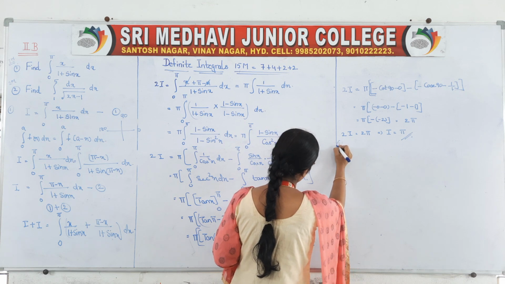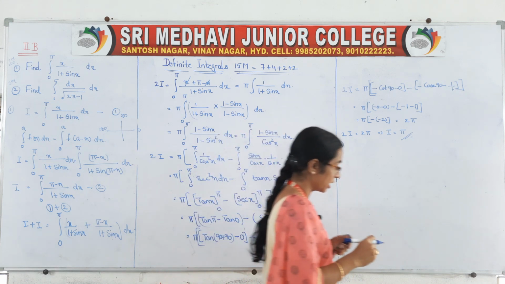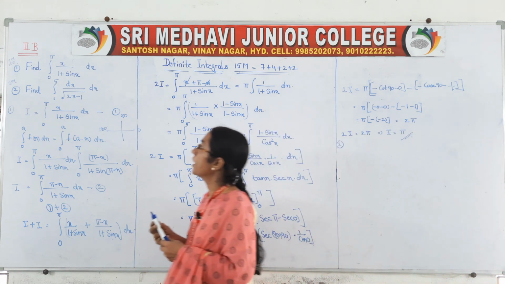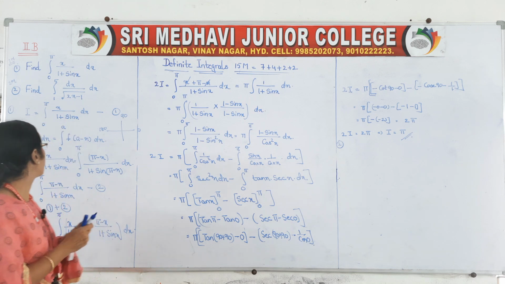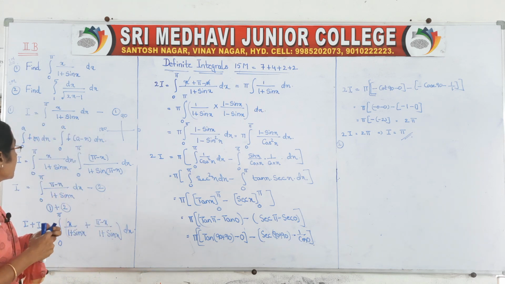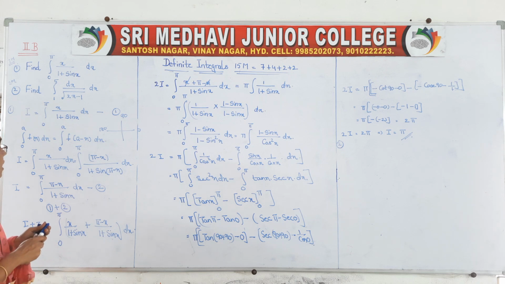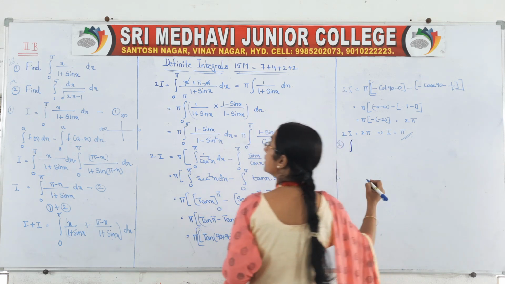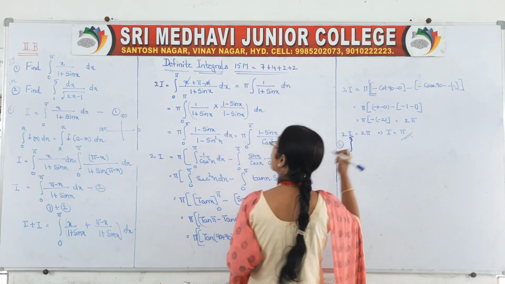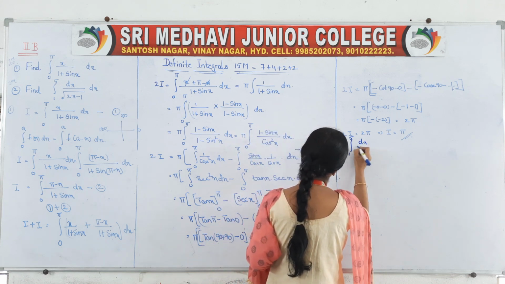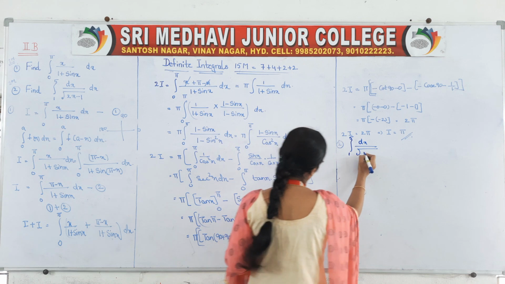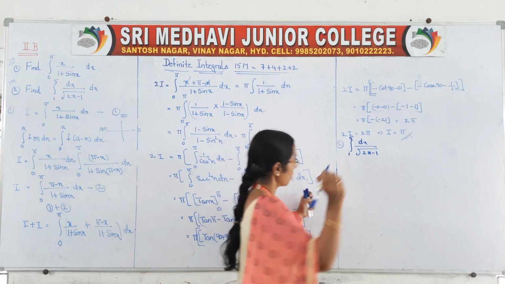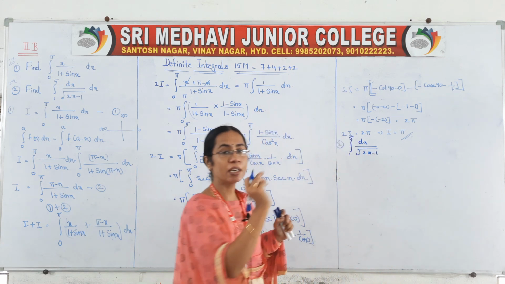Now come to the second question, that is a 2 marks question. What is your 2 marks question? Find the integral from 1 to 5 of dx by root of 2x minus 1. That is the question given to you. So you take the integral from 1 to 5 of dx by root of 2x minus 1. This is your 2 marks problem. Here the value is under root, right?